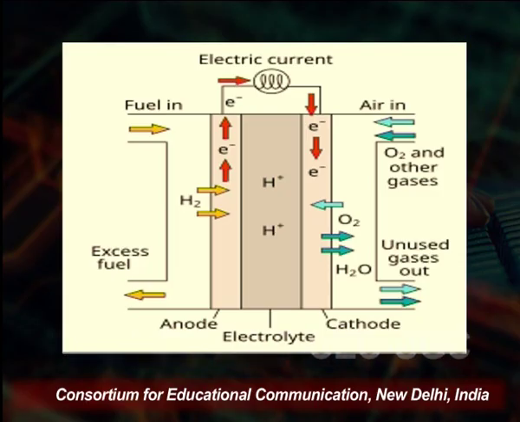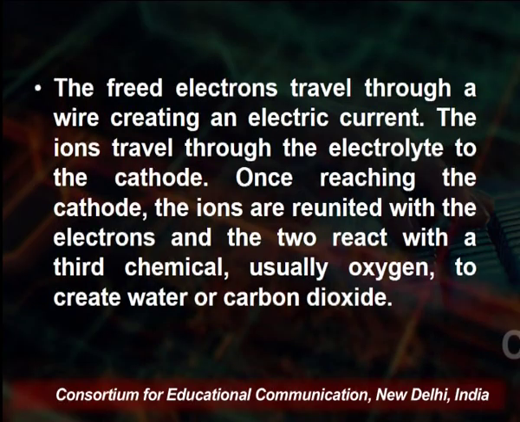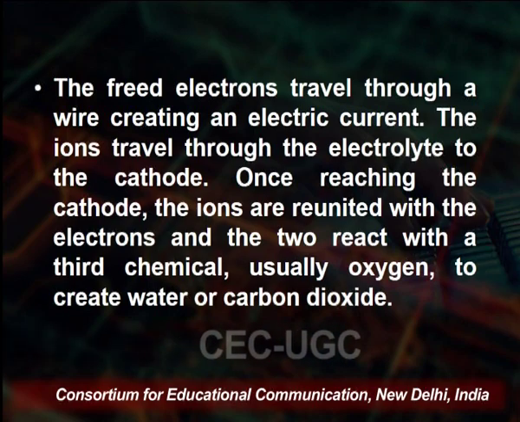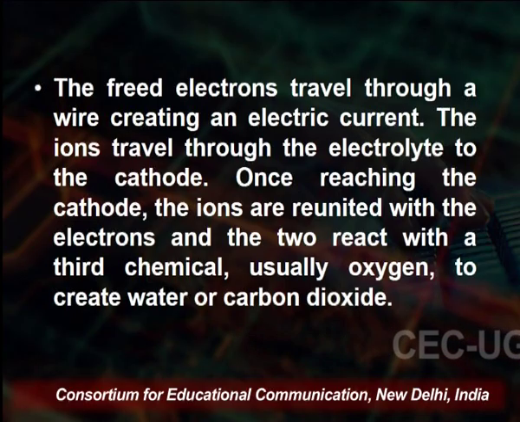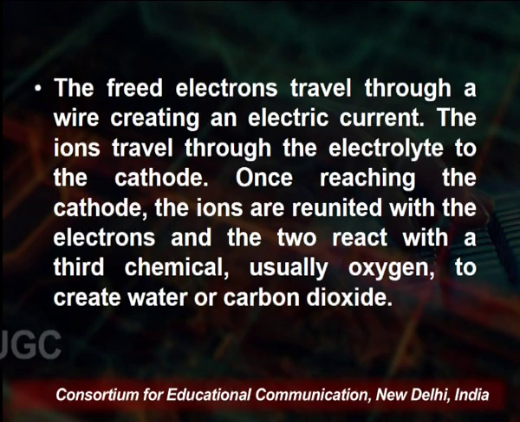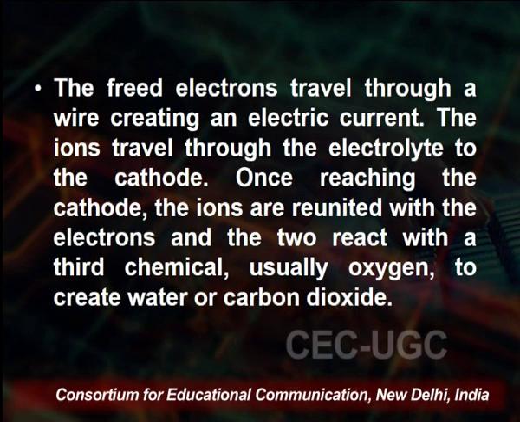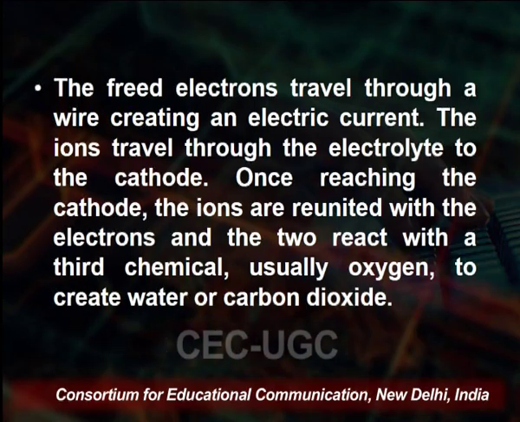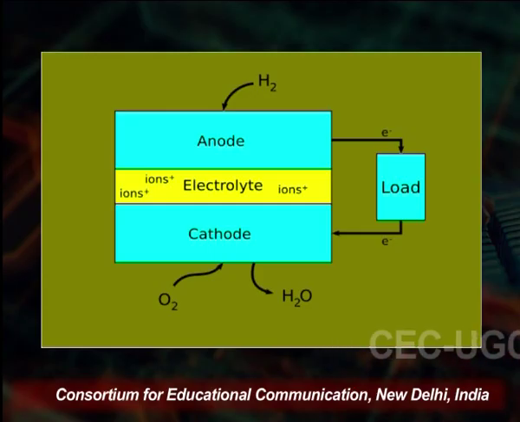Meanwhile, the freed electrons travel through a wire, creating an electric circuit. The ions travel through the electrolyte to the cathode, and once reaching the cathode the ions are reunited with the electrons and the two react with a third chemical, usually oxygen. So, ions, electrons and oxygen will combine together to create water or carbon dioxide. You can also see in this diagram how it works: anode, ion, electrode and so on.